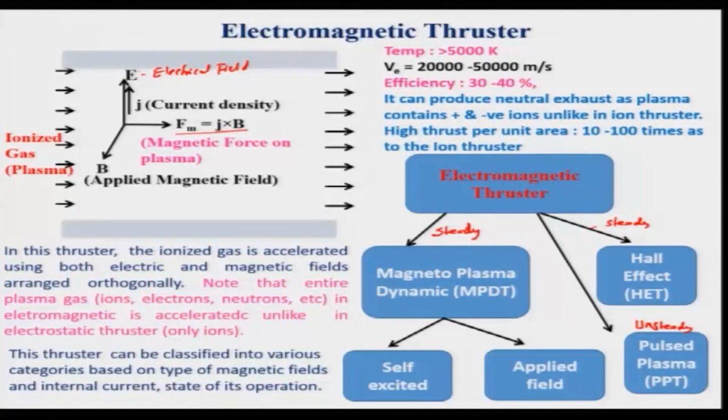The efficiency of this kind of electromagnetic thruster will be in the range of 30 to 40%, and it can produce a neutral exhaust, as plasma contains both positive and negative ions, unlike in the case of ion thrusters. And one can also get high thrust per unit area, something like 10 to 100 times that of the ion thruster, because all the particles of the plasma are utilized in the electromagnetic thruster.